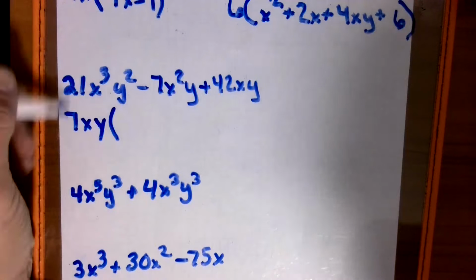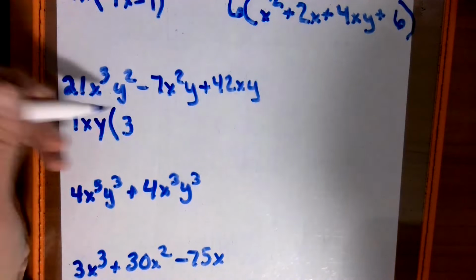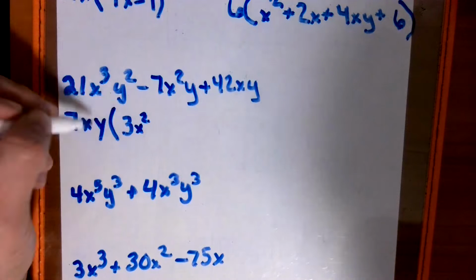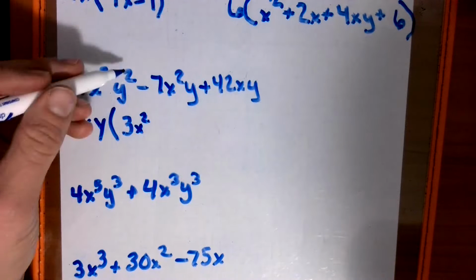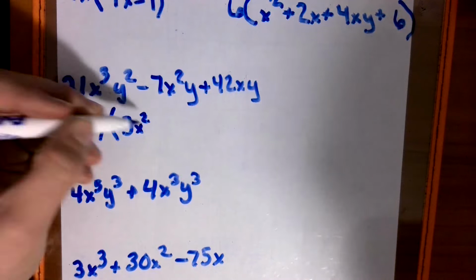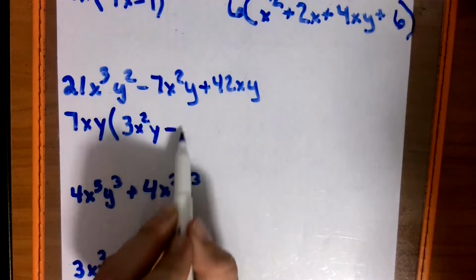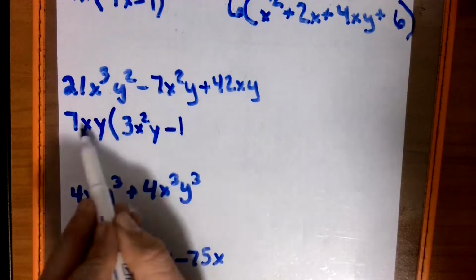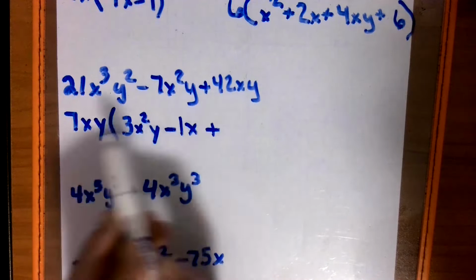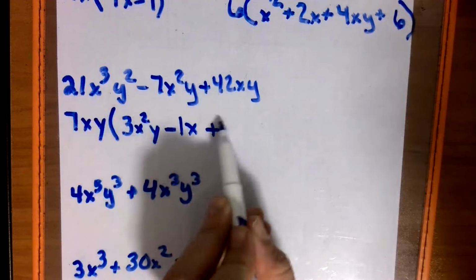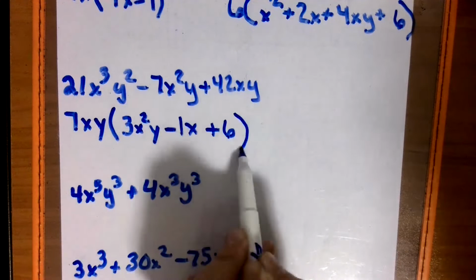So if I take a 7 out of a 21, I've got 3. If I take an x out of an x to the third, I got an x to the second left. And if I take a y out of a y squared, remember, subtracting the powers because we're dividing here, we're left with 1. Now I have my minus sign. 7 goes into 7 once. X squared and an x, that leaves me with 1 left over, and my y's canceled out, so there's no y's. 7 goes into 42 6 times. I took the x, I took the y, it's only a 6.